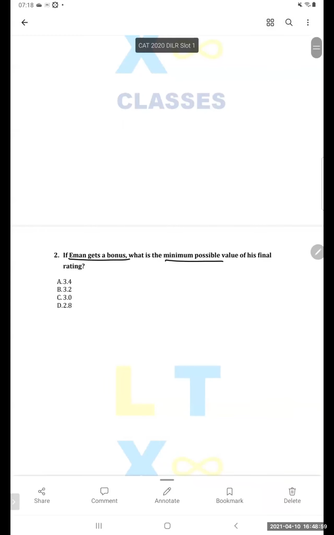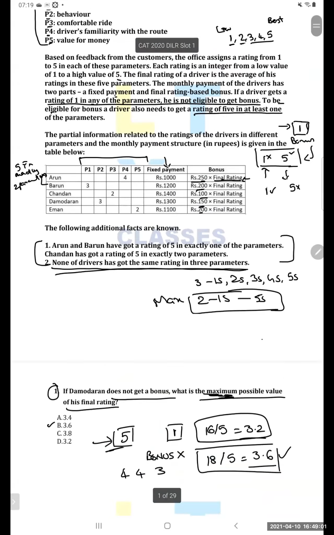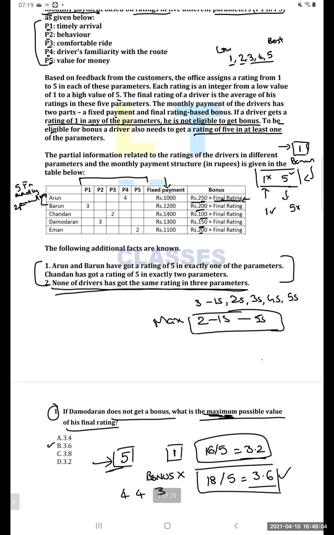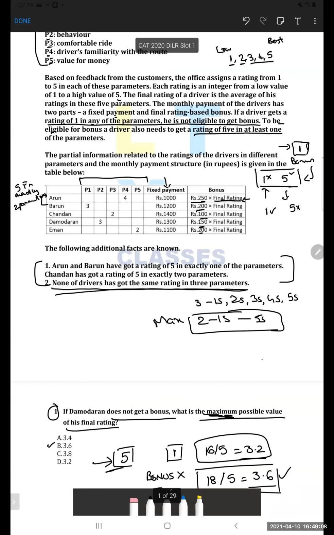Okay, let's go back to the table. If E-man has got a bonus, there is a definite requirement that he has got a 5 in at least one parameter. So this you cannot avoid. Correct? Followed, guys? Yes, sir. And now are we solving for the minimum rating or the maximum rating?